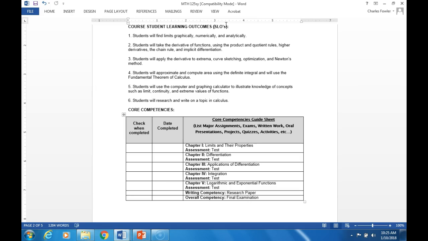That's chapter 4. Okay? No, I'm sorry. That's chapter 3. Sorry. Chapter 3. Students will approximate and compute area using the definite integral and use the fundamental theorem of calculus. That's chapter 4. Students will, and oh, by the way, under differentiation, chapter 5 is there too. Logarithmic and exponential functions. That's in chapter 5.